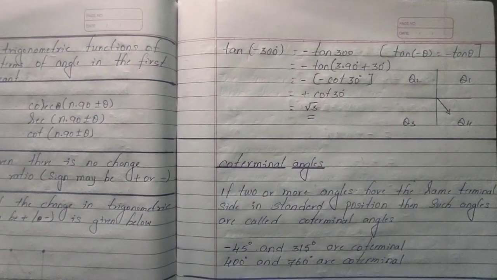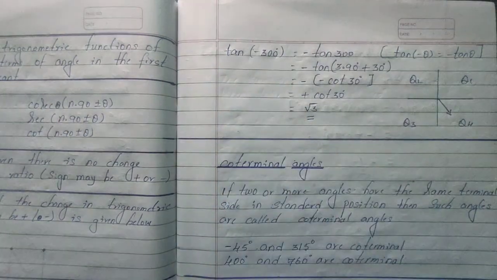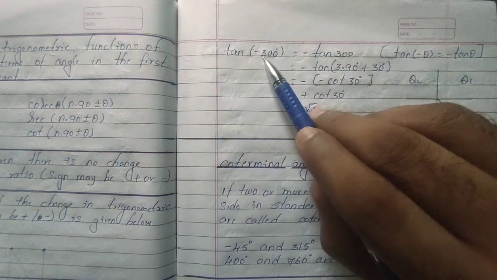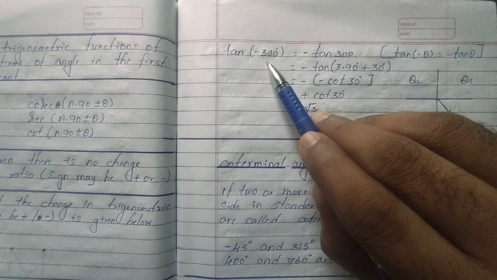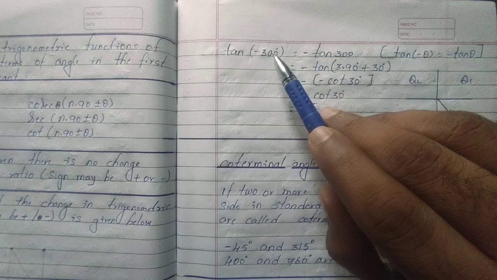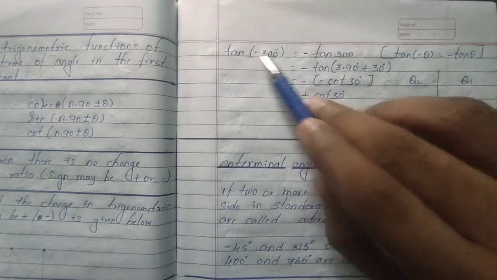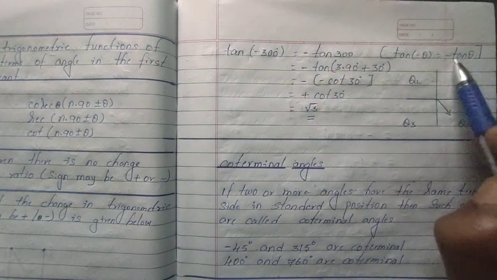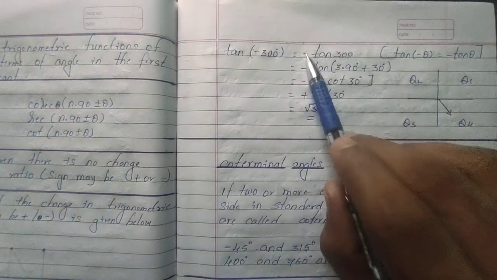See here. I am taking tan minus 300. First remember, minus theta is there. So cos and secant of minus theta will become positive. Rest of them will be negative. So this I can write as minus tan 300, because tan of minus theta is nothing but minus tan theta. First you should say this minus as it is.